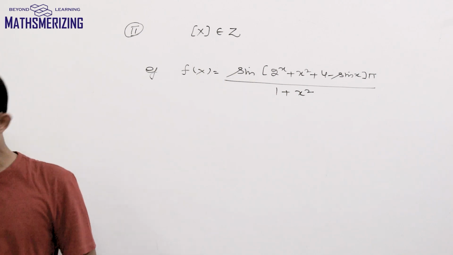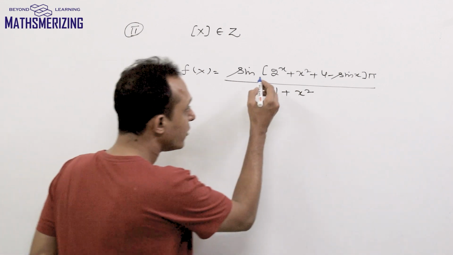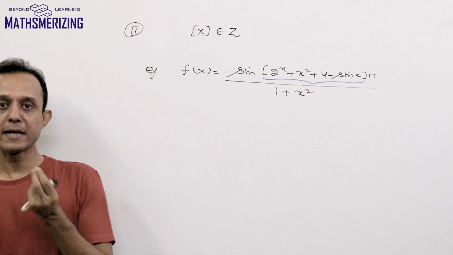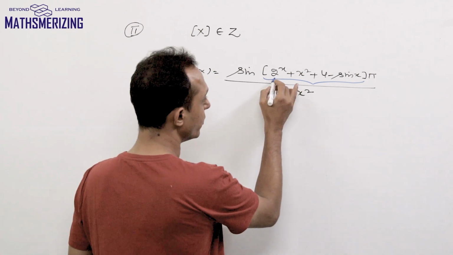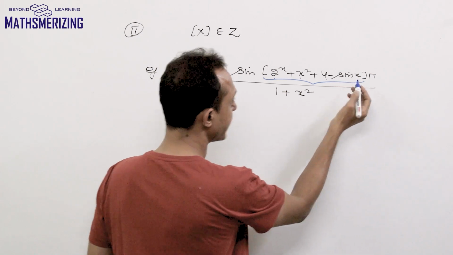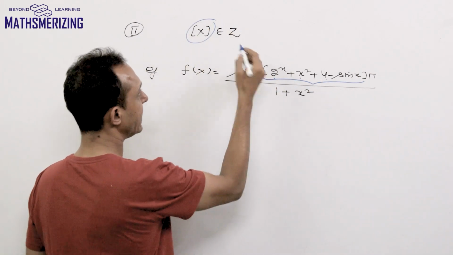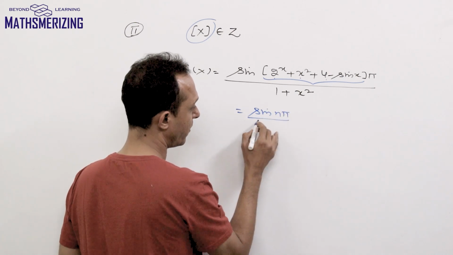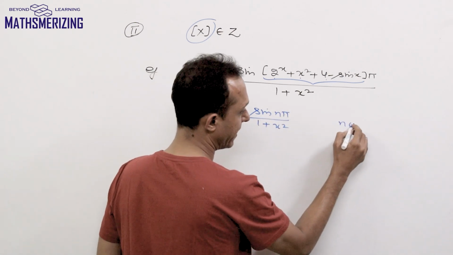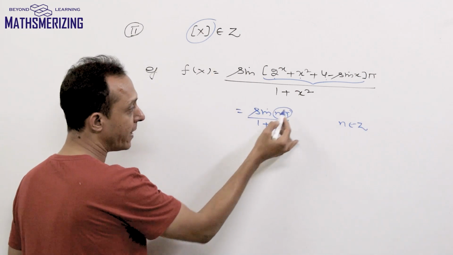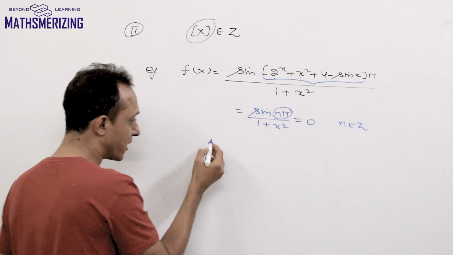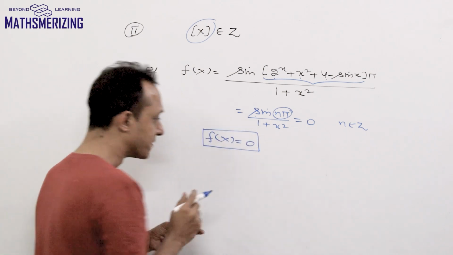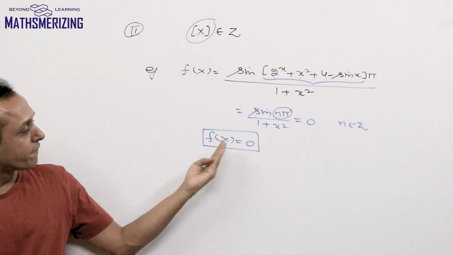Now what I see is a complicated expression, but I do see a greatest integral function. Now what I know is greatest integral function is actually nothing but an integer. So here in this case, 2 to the power x plus x square plus 4 minus sine x is nothing but any integer, say n. So I can actually write sine of n pi upon 1 plus x square, where n belongs to Z, and I know that at n pi the value of sine x is simply 0. So this function is actually nothing but a constant function in which f(x) is equal to 0. So this function f(x) can take only one value for all the values of x, and which is 0.